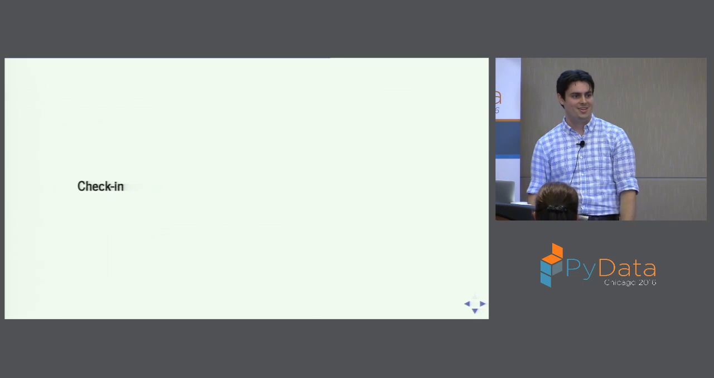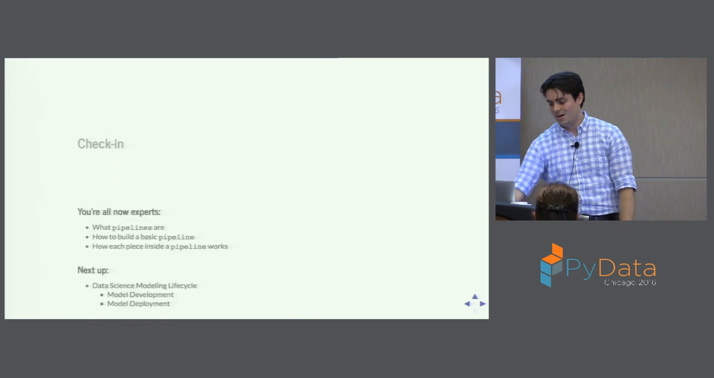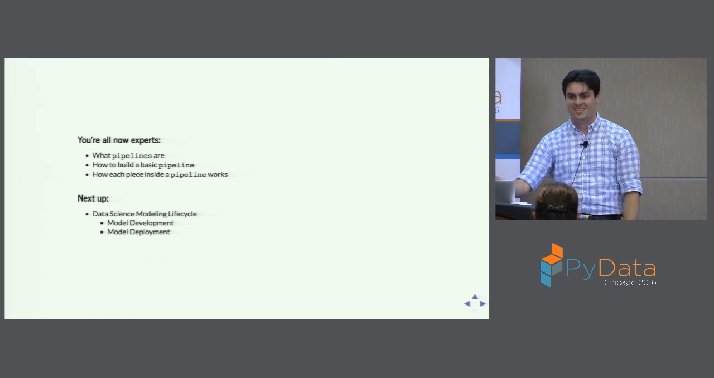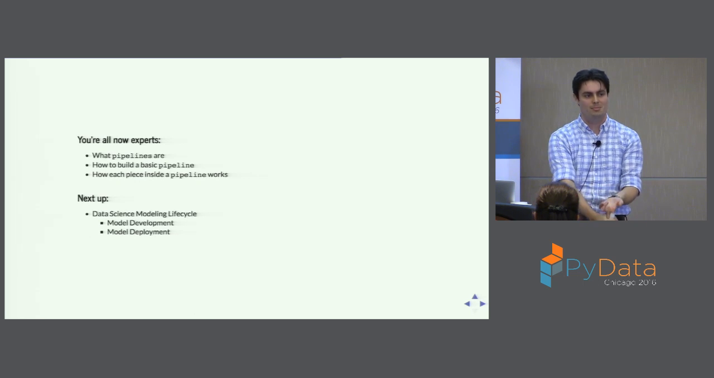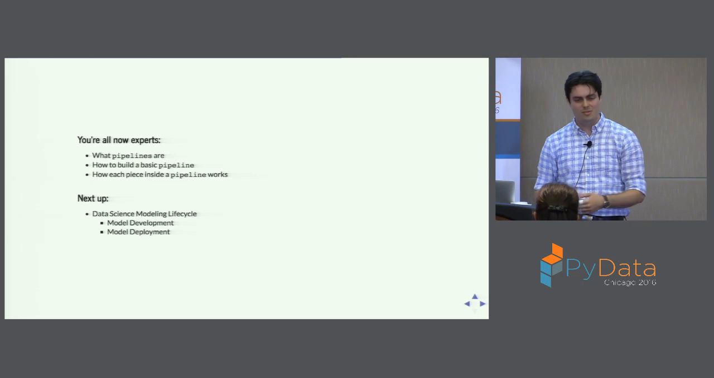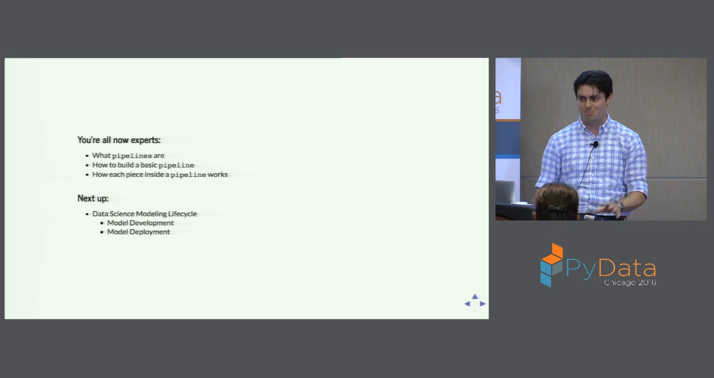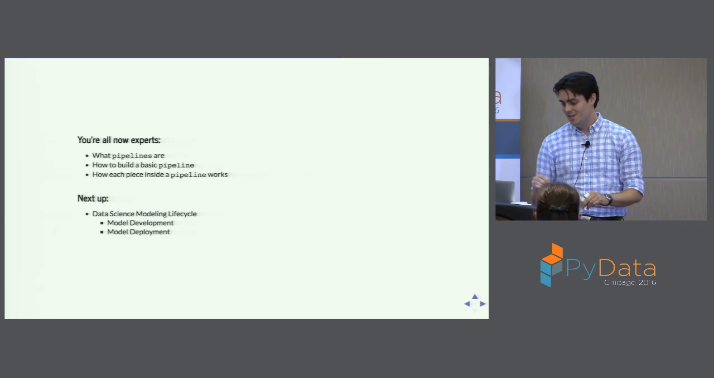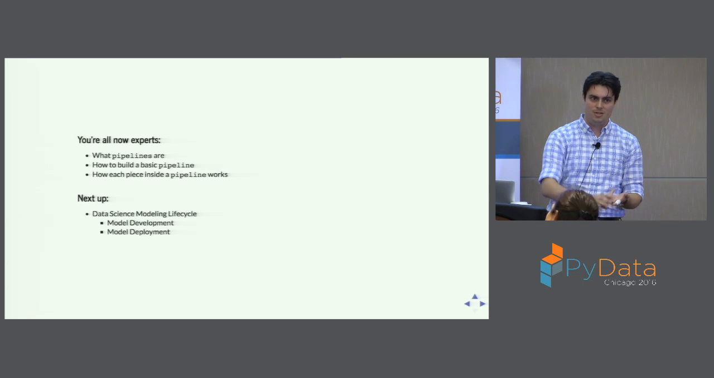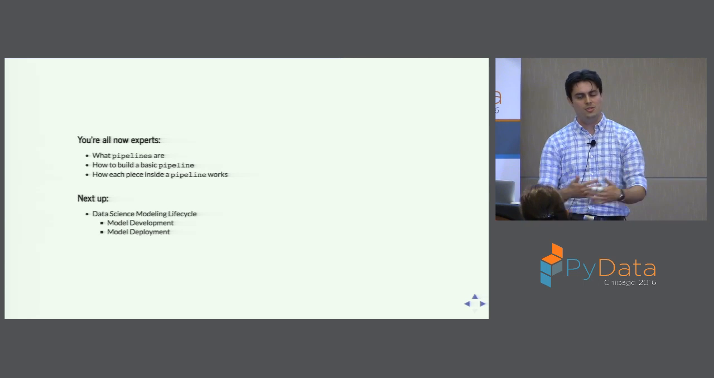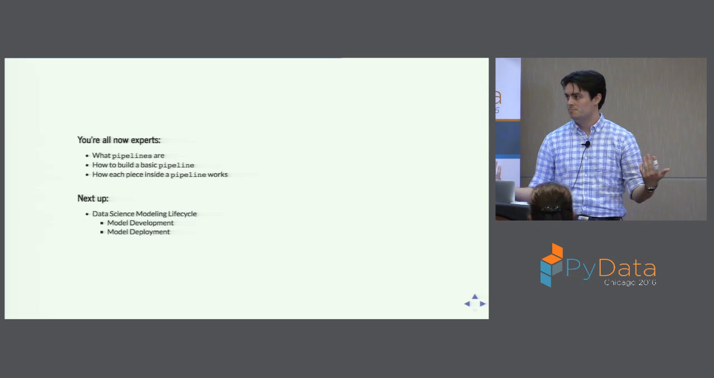Okay, check in. We're all good. You're now all experts, right? We're all experts. It's only going to get cooler from here. You know what pipelines are and kind of how to build a basic pipeline. It's called make pipeline. You also know kind of what each piece of these is, I hope. Even if all you take away is that they're Lego blocks, that's probably pretty cool. Next up, we're going to talk about the data science lifecycle, just generally, especially development and deployment, and where these pipelines are used.